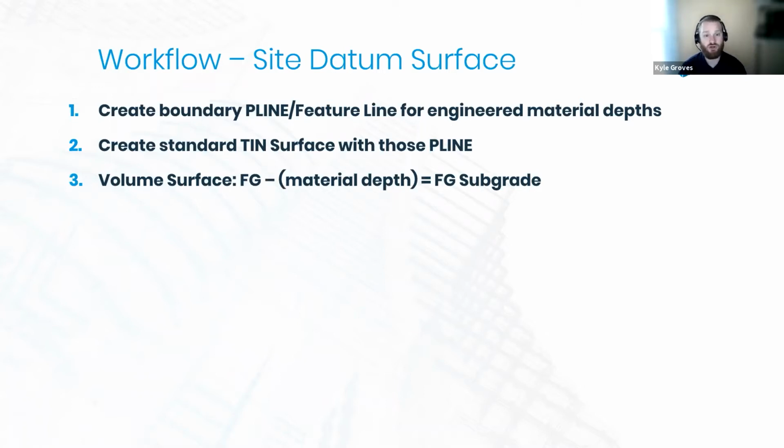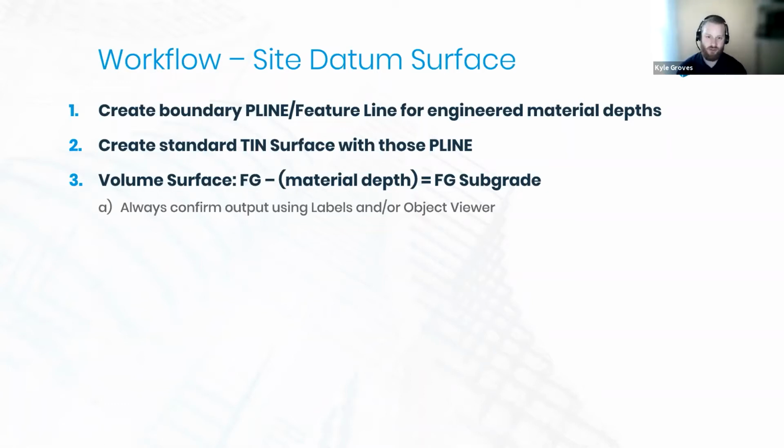And then what we're going to do is create a volume surface, because what we're trying to do is get a little bit underneath our finished grade. So we want to take our finished grade, subtract that material depth, and end up with our finished grade subgrade a little bit beneath that. That's why we're defining a positive value for the material depths, because we want our overall subgrade number to be smaller than our starting finished grade number.